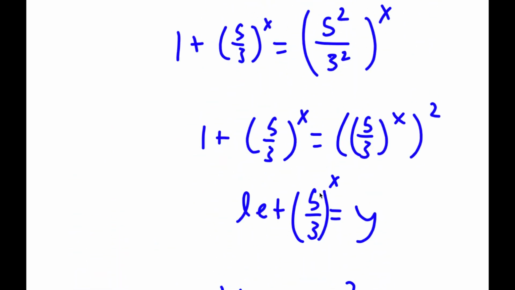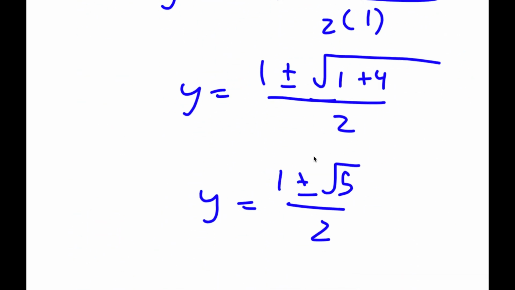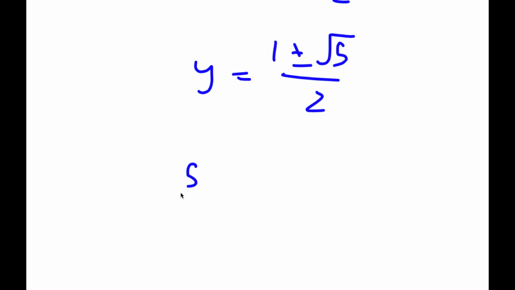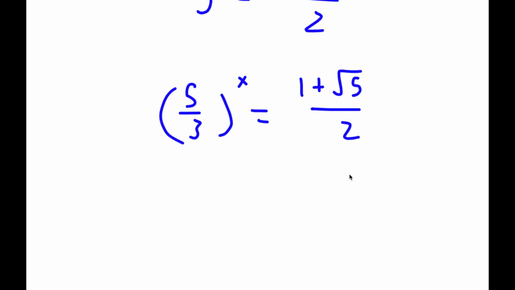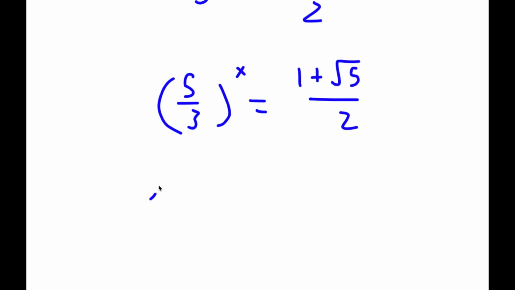So now remember how we set 5 over 3 to the power of x equal to y. So if y equals this, then I have 5 over 3 to the power of x is equal to, let's first start with 1 plus the square root of 5 over 2. So to solve this, I'm going to go ahead and take the log on both sides.